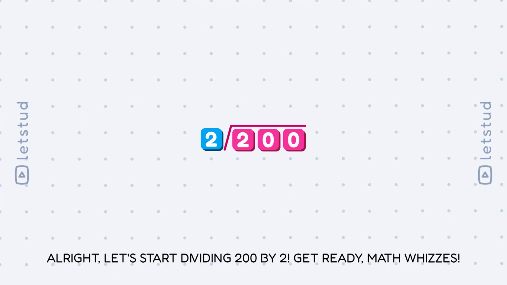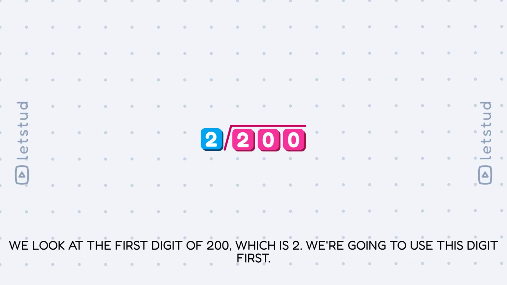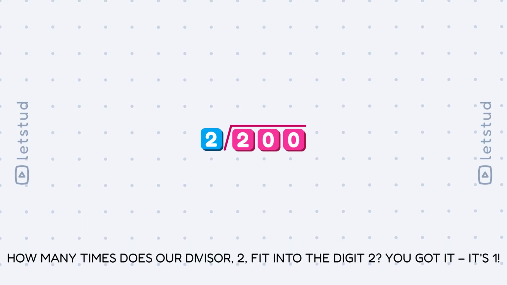Alright, let's start dividing 200 by 2. Get ready, math whizzes. We look at the first digit of 200, which is 2. We're going to use this digit first. How many times does our divisor 2 fit into the digit 2? You got it, it's 1.